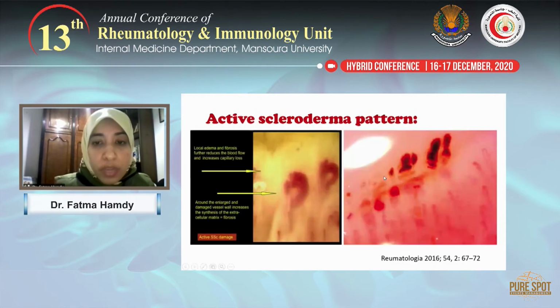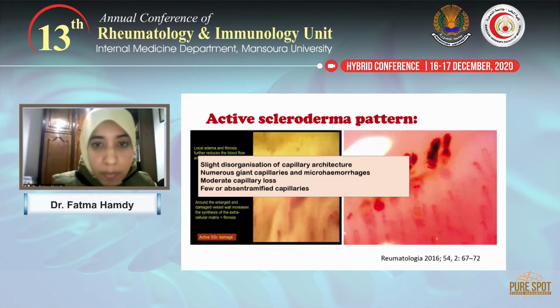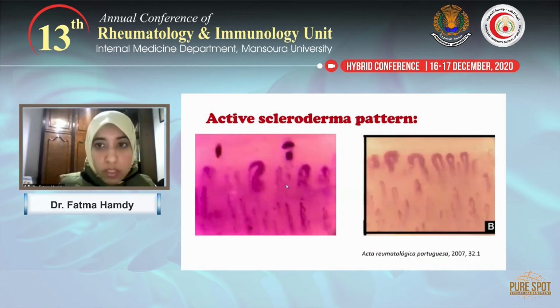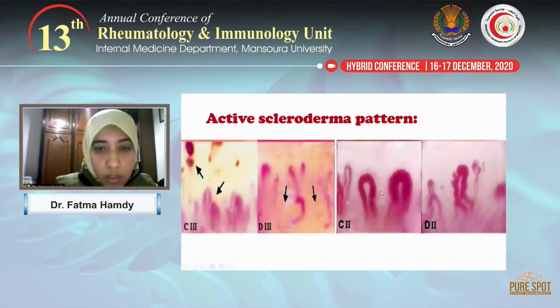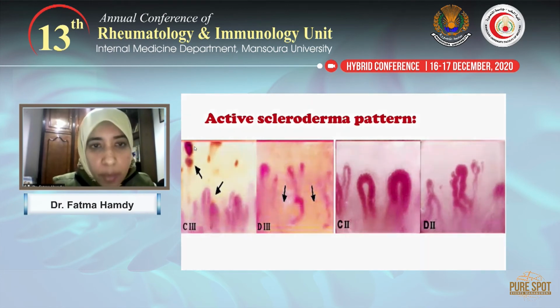In the case of active scleroderma pattern, we can find that the giant capillaries become more frequent, and also the hemorrhage. There begins to be some capillary loss and few or absent ramified capillaries. This is also a case of active scleroderma pattern. We can find the giant capillaries and the hemorrhage. This is also an image of the giant capillaries or mega capillaries. We can find here the hemorrhage.